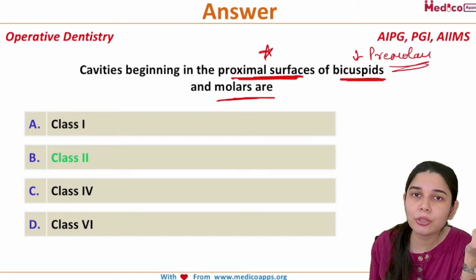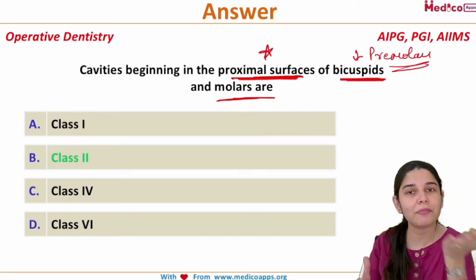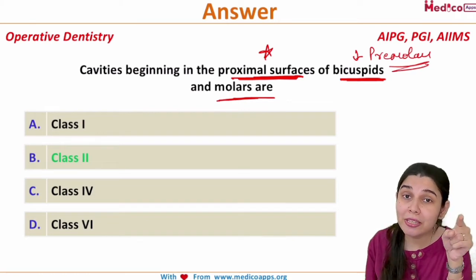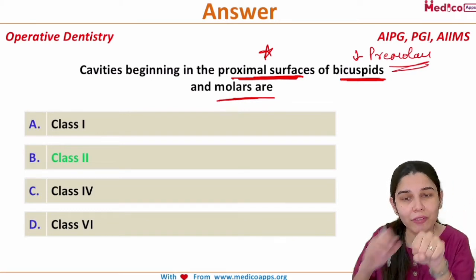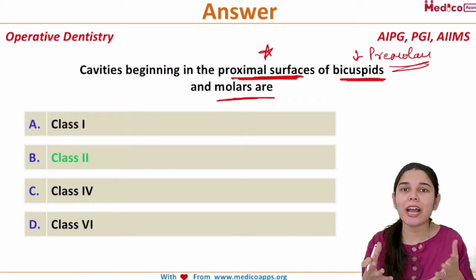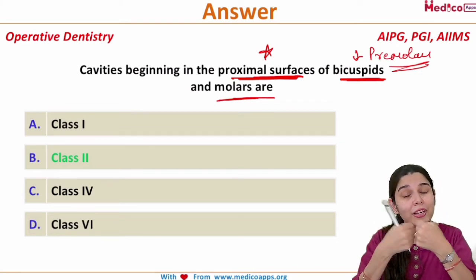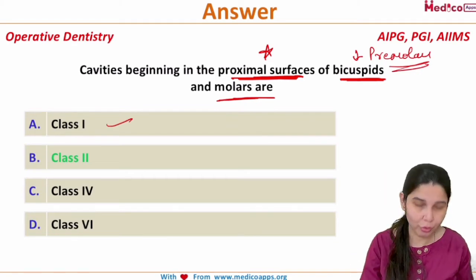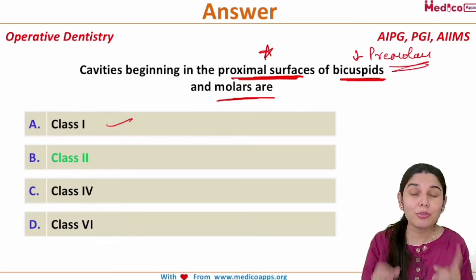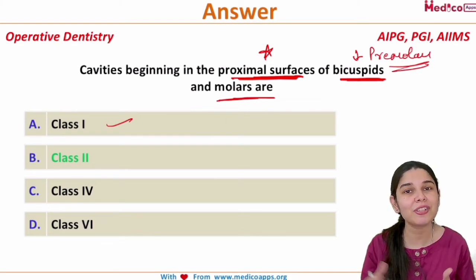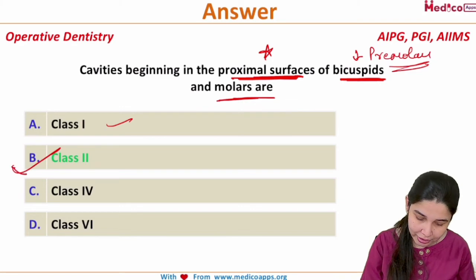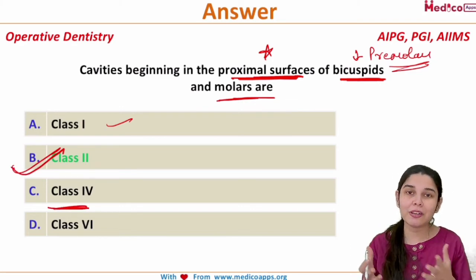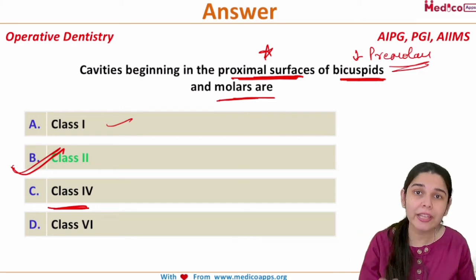So the proximal surface of the premolars and molars. Now, what was class 2? Class 2 was all about the proximal surface of the premolars and the molars. And class 3 was the proximal surface of the anterior without involving what? The incisal edges. And class 4 was the proximal surface when involving even the incisal edges. So your answer, will it be class 1? No, it's a pit-and-fissure caries. Class 2, yes, that is your answer. What is class 4? I want you to answer. It is the proximal surface of the anterior teeth involving the incisal edges.